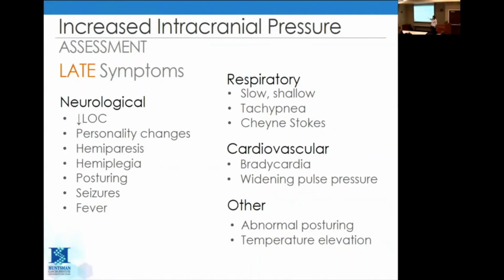Seizures are one of the very first later signs that you may see, unfortunately, along with pupillary changes. Do your pupillary assessments, man. And if you suspect ICP, then do them more frequently. When you walk into the room, do that.